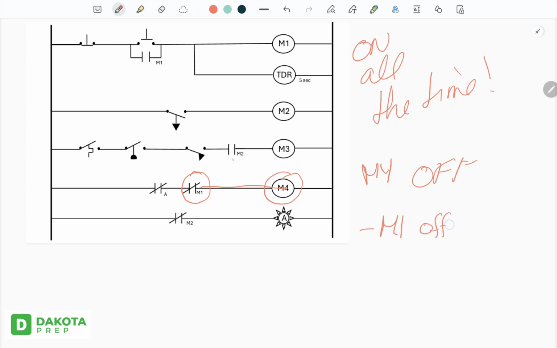M1 needs to be off. And the amber light needs to be off. How do we get the amber light off? Amber, we work backwards. That means M2 needs to be on. Does this make any sense? No, because I switched this out. But that's how we do that. We always, always, always work backwards.